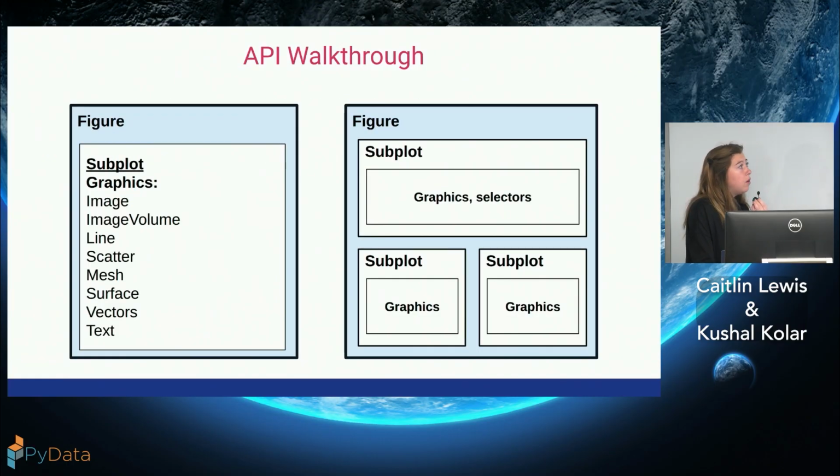Now, an overview of the API. You're going to have a figure, and your figure can have a single subplot or multiple subplots. Once you define your figure, you add graphics for your data. That could be an image or an image volume, lines, scatters, meshes, all sorts of things. And then you can define interactivity between these subplots or these graphics.